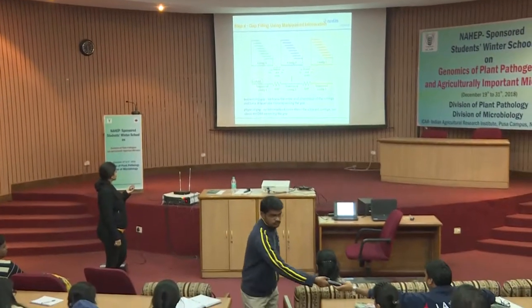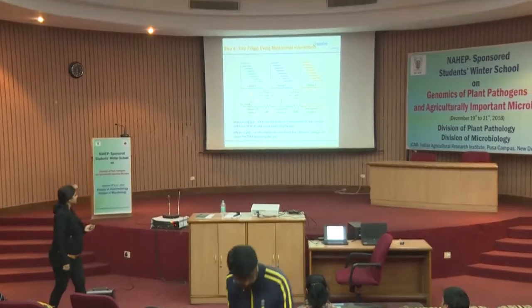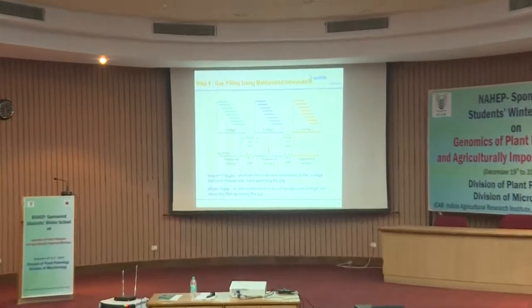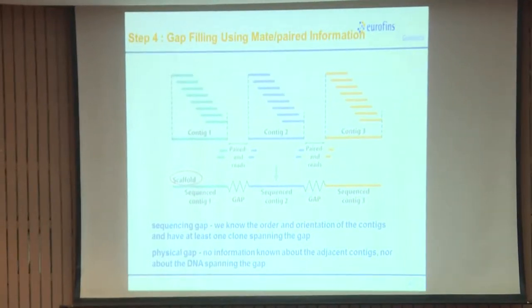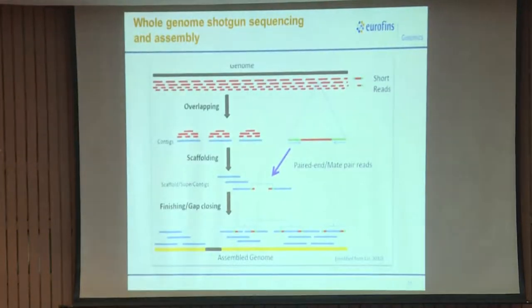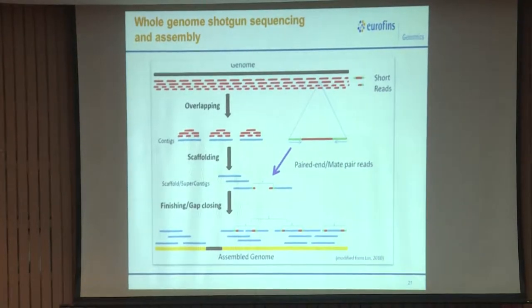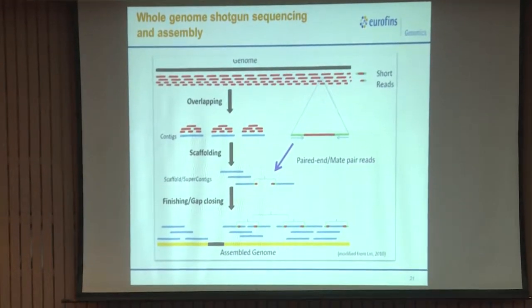So this is how contigs are created, and based on that scaffolds, and scaffolds have ends in between, and these ends are filled using gaps. This is an overall picture of how assembly looks like.